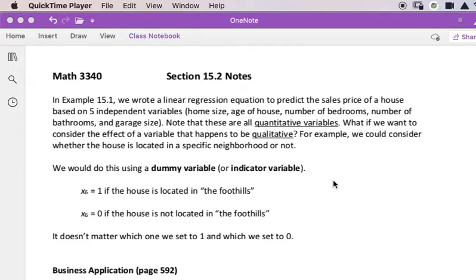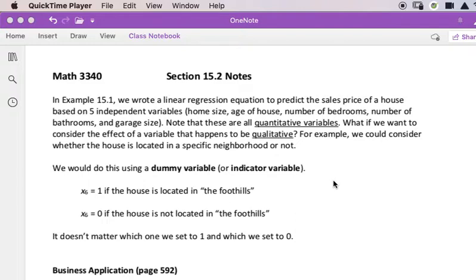In this video for section 15.2, we're going to talk about how we can add a qualitative variable to a linear regression model. So in example 15.1, we wrote a linear regression equation to predict the sales price of a house based on 5 independent variables, and these were all quantitative variables or numbers with units: home size, age of the house, number of bedrooms, number of bathrooms, and garage size.